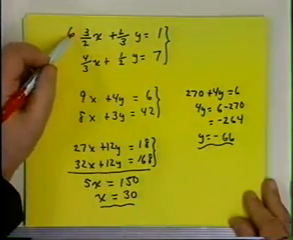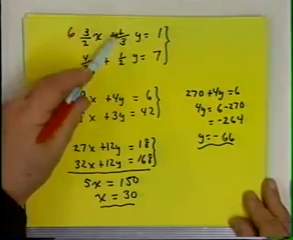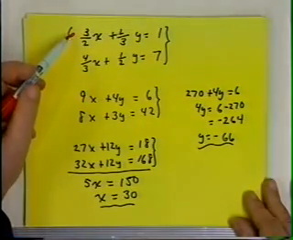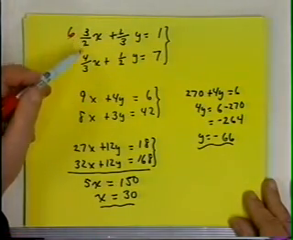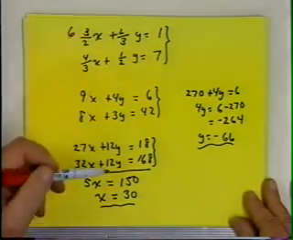See, 2 goes into 6 3 times. 3 times 3 is 9. 3 goes into 6 twice. 2 times 2 is 4. Okay? So when I multiply the top equation by 6, I wind up with what? 9x plus 4y equals 6.